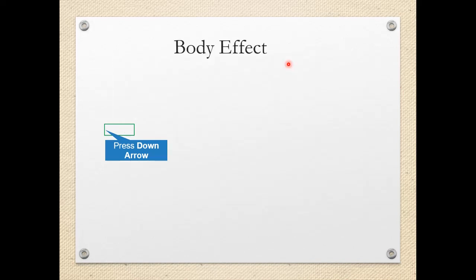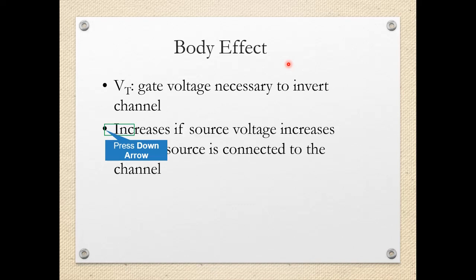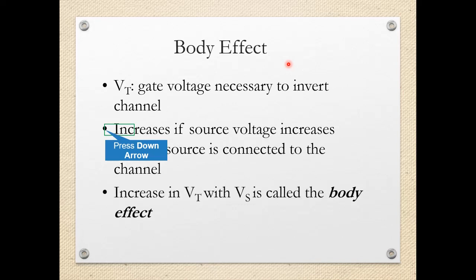Another important effect that we would like to study is the body effect. So VT, that is the threshold voltage. This VT is the gate voltage necessary to invert the channel, so to have the inversion layer below the gate. It increases if the source voltage increases because source is connected to channel. And increase in VT with VS is called the body effect. So VS should always be grounded actually, but if the VS increases then VT will also increase, and this is called the body effect.